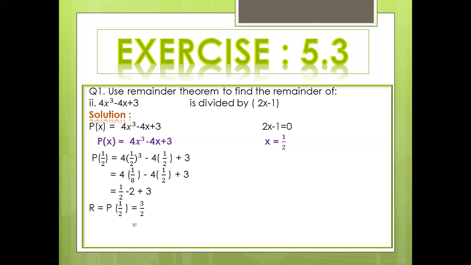you can do the calculation with a calculator or by your own. You find that the remainder is 3 by 2. This is called the remainder theorem. 2x minus 1 is given. We divide 4x cube minus 4x plus 3 by 2x minus 1, and we see that at the end we got the number 3 by 2. If you want to check your answer, you can directly divide 4x cube minus 4x plus 3 by 2x minus 1, and you see that after finding the quotient you also have the remainder. So this is the shortest way to find the remainder of the polynomial.